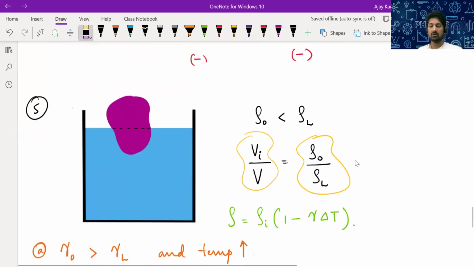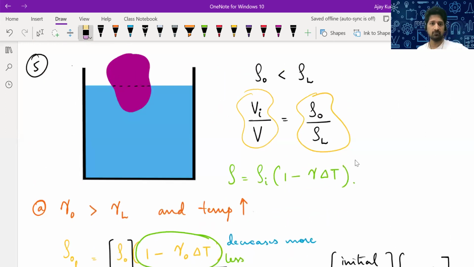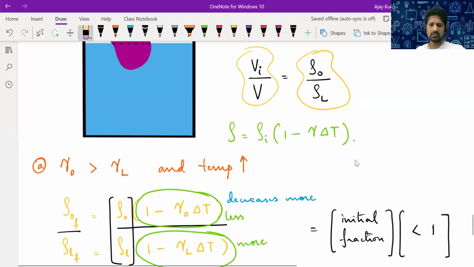First thing you need to know is on what basis you can tell the fraction of volume immersed, and that is nothing but density of object by density of liquid. Now you just have to find out what happens to that ratio after the temperature change. So if the object's gamma is more than the liquid's gamma and you raise the temperature, relatively the object is going to come out. The fraction of volume immersed decreases.